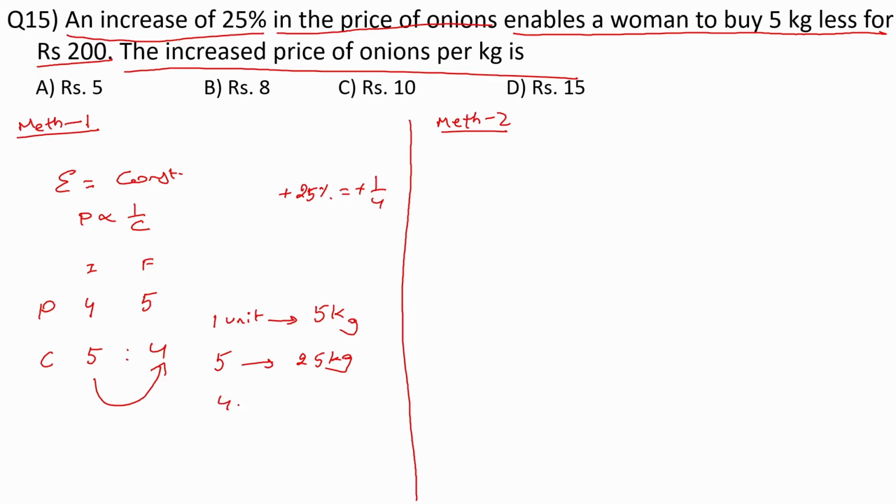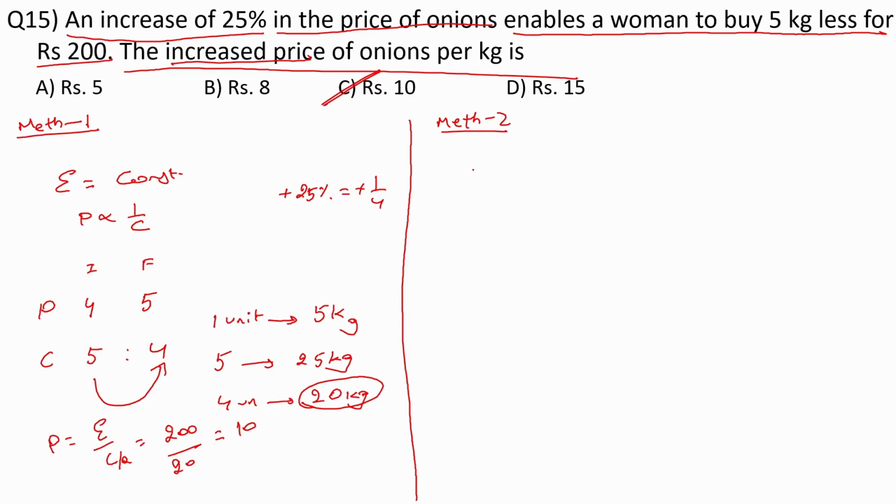And the value of 4 units would be 20 kgs. And here I was asked to find the increased price, that is final price of the onions. So final quantity of onions is 20 kgs. So final price is equals to expenditure upon consumption or quantity. So 200 upon 20 gives me 10. So the option is C.